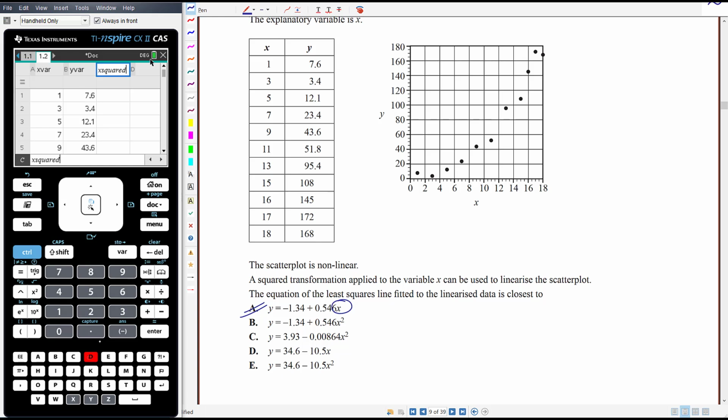Sorry, it's hard to type on this non-QWERTY keyboard. I should have typed that in first. Now, we can get it to automatically fill down the column by typing the formula in here. So this column is going to be equal to, now I've called my x data x variable.